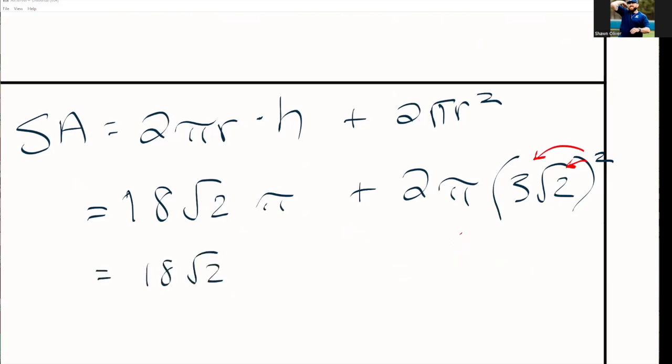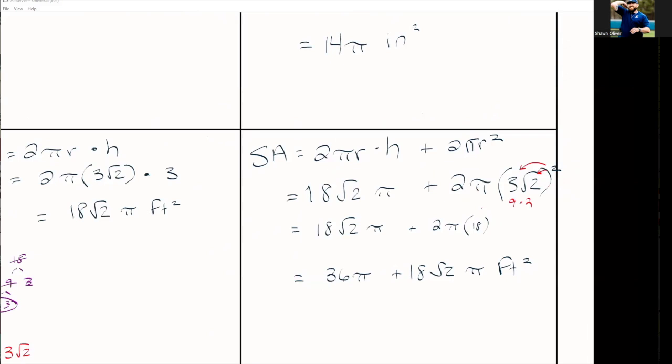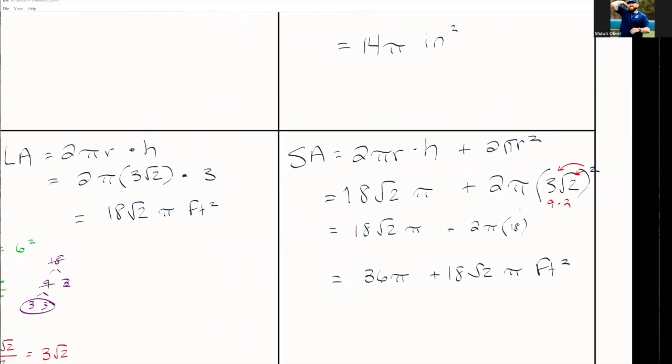18 root 2 pi plus 2 pi times 9 times 2, which is 18. So we get 36 pi plus 18 root 2 pi. Can I put those two together? No, because they're not like terms. I know, when they add radicals, it makes it a little tricky on us.